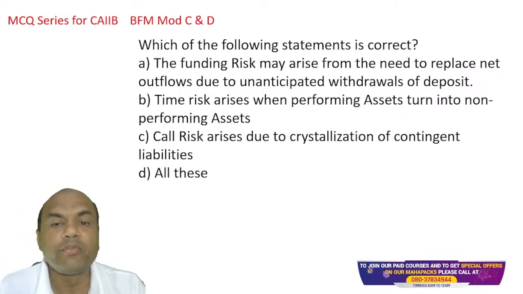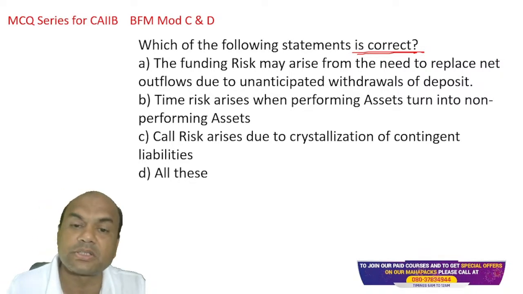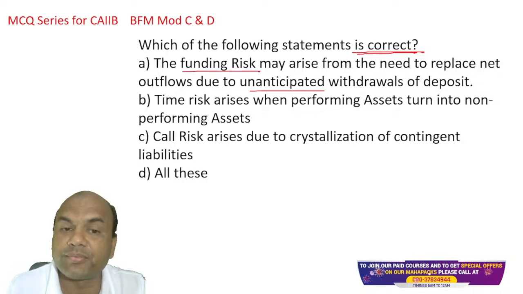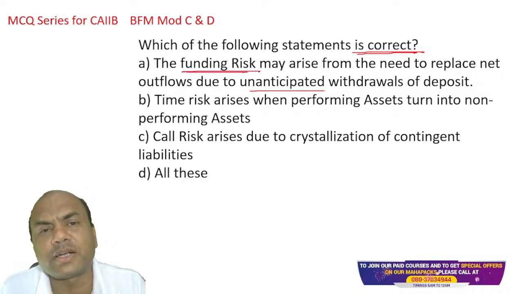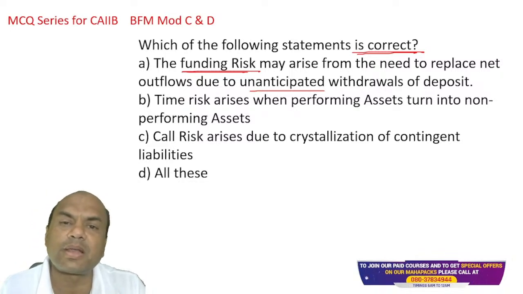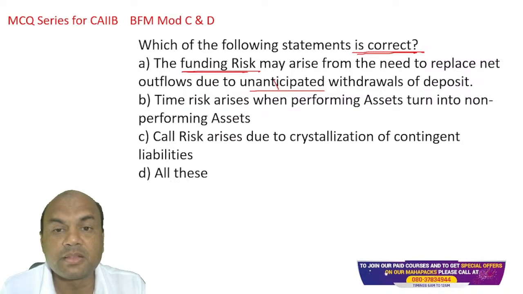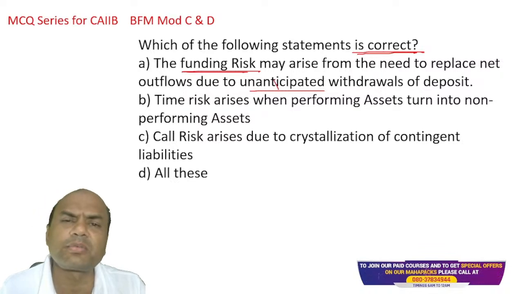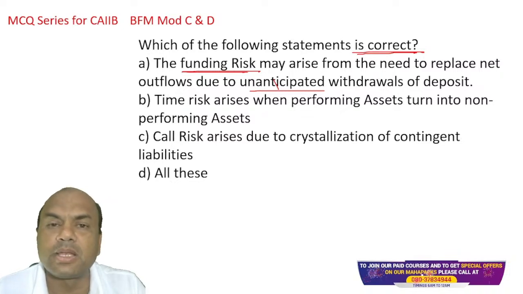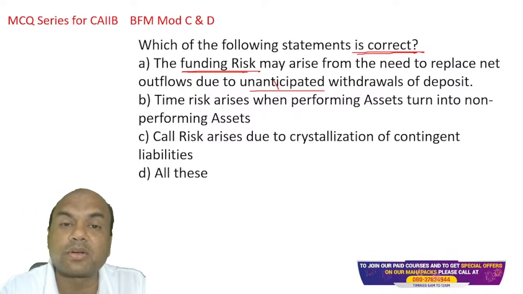Okay. Which of the following statements is correct? Always check the question. What do they want? Correct or not correct? The funding risk may arise from the need to replace the net outflows due to unanticipated withdrawals of deposit. Funding risk means I may not have the regular funds which are required for my regular payments. Why? Because of unanticipated withdrawals. All the customers of the branch come for withdrawal of money. All of them. So that is unanticipated withdrawal. What is this term called, when all the customers come to withdraw the money in the bank? One concept is there. That is known as what?